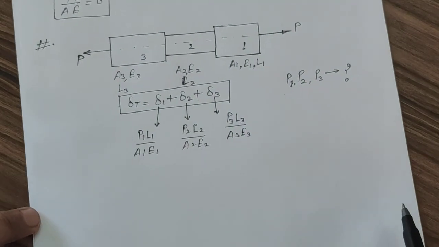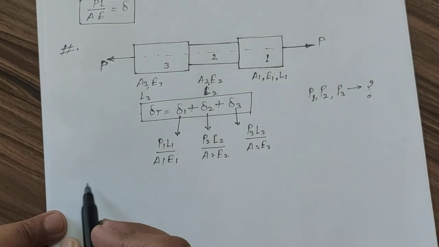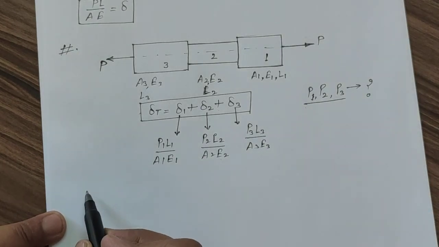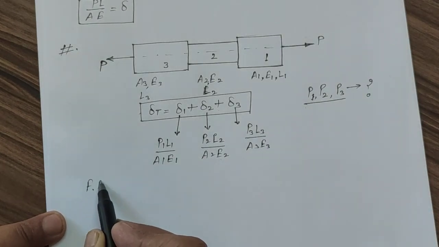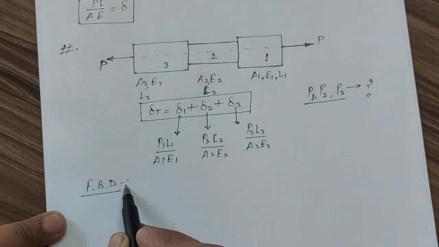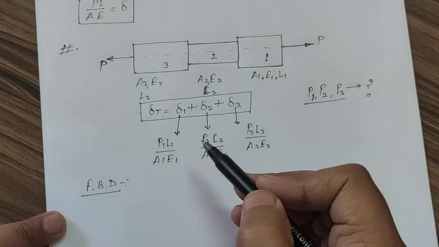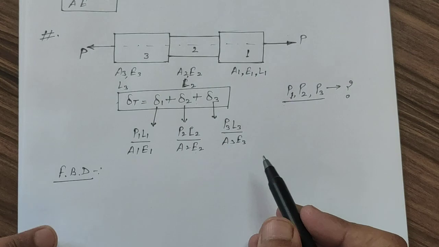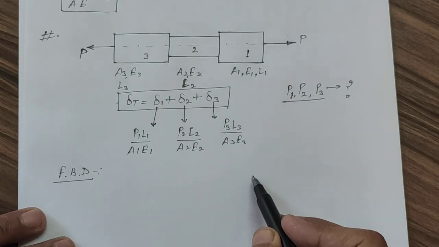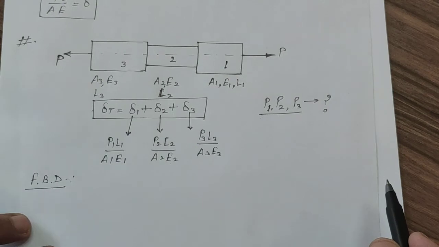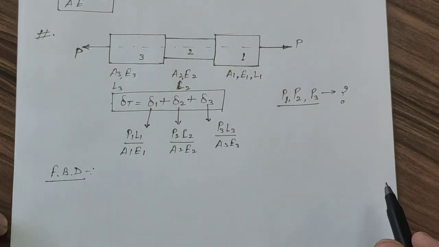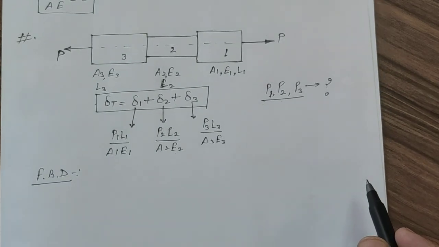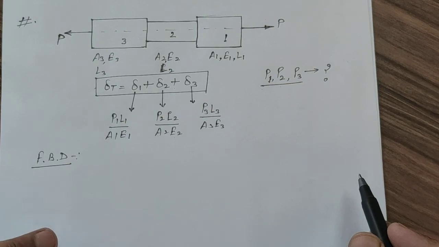So if we have to calculate the total elongation, the first method of calculating P1, P2, P3 is the free body diagram. Okay, free body diagram. With the help of the free body diagram we can calculate P1, P2, P3, and by putting the value of P1, P2, P3 we can solve the numerical and calculate the total elongation. Now, a free body diagram is the diagram where all the contact surfaces are removed, and we designate all the acting forces and all the reacting forces.